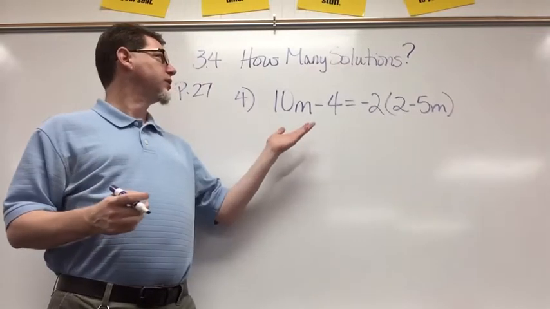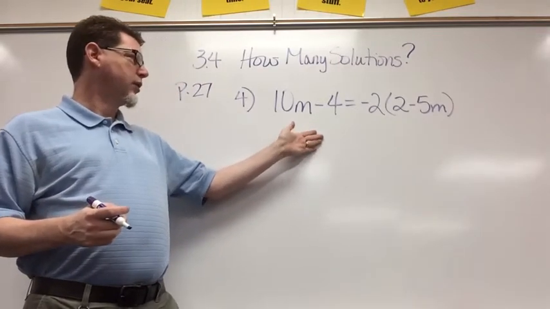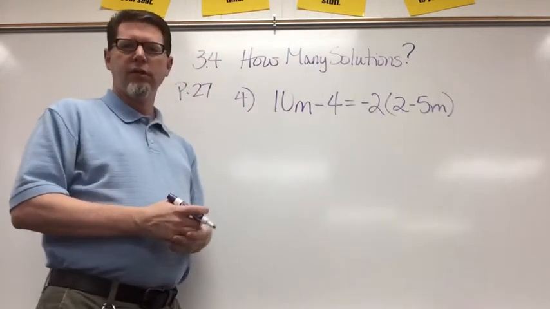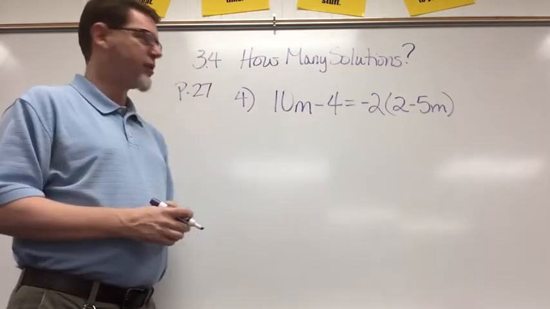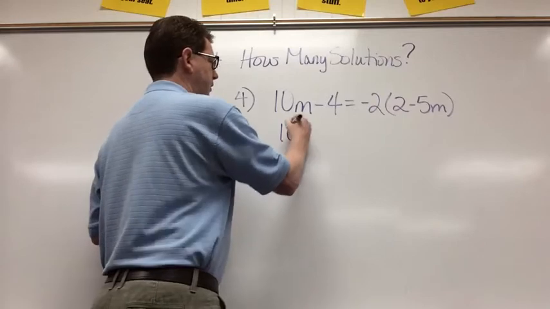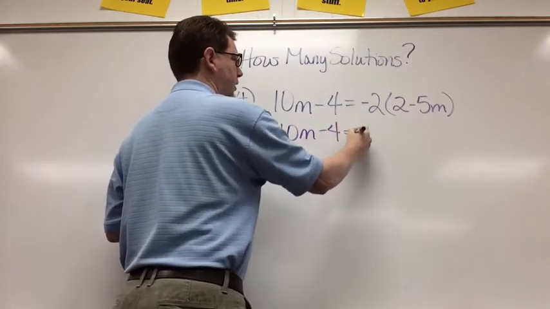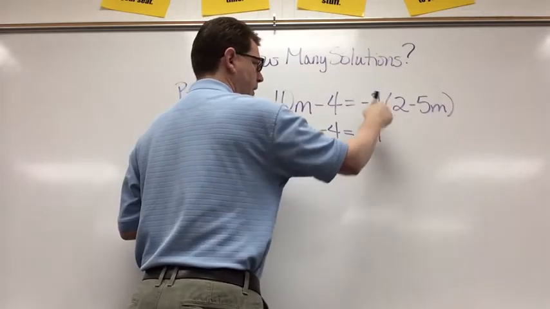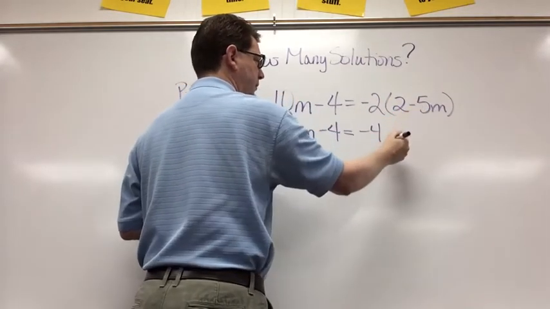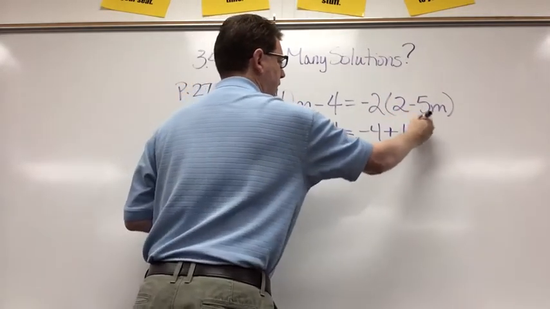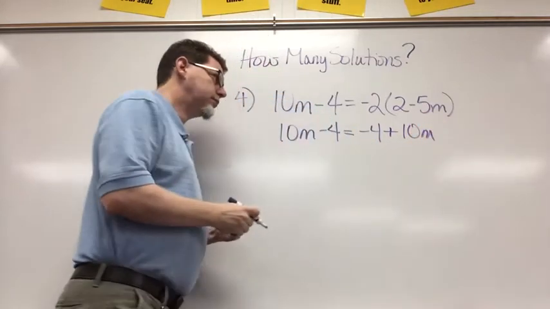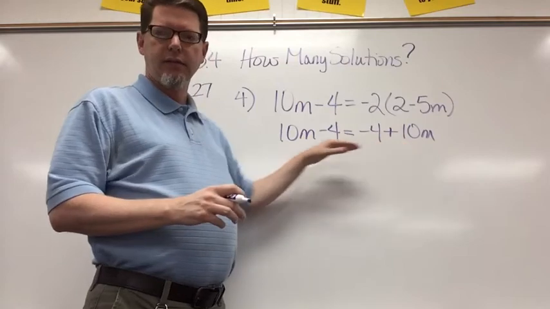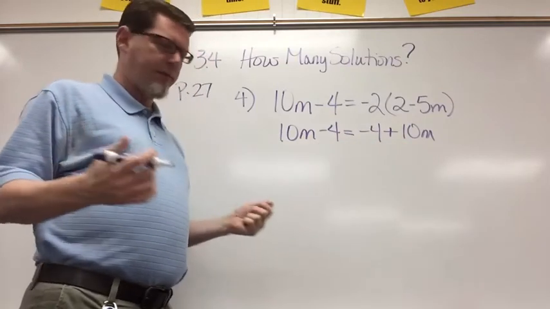Our last example looks like this. 10m minus 4 equals negative 2 times the quantity of 2 minus 5m. Well, the first thing again I'm going to do is distribute. So 10m minus 4 equals negative 2 times 2 is negative 4, and negative 2 times negative 5m is plus 10m. Well, it looks like I have exactly the same thing on both sides. Well, let's keep going and let's see what happens.